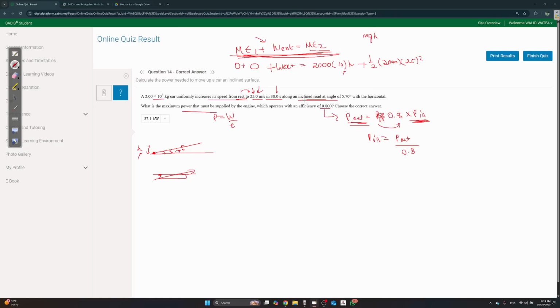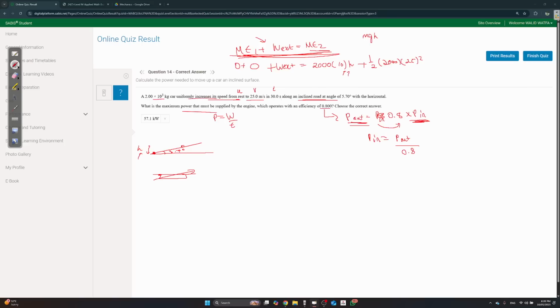Okay, we need this height. What do we know? We know that it went from rest to 25 meters per second in 30 seconds, so they give us the time. Can we find the time? Can we find the distance traveled? Of course we can. We have initial velocity, final velocity, and a time. And they told us that it's a constant acceleration.